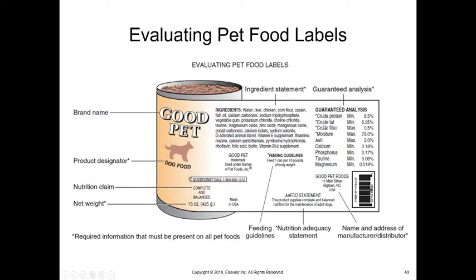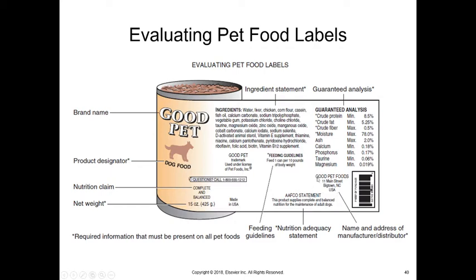Crude protein, crude fat, crude fiber. So protein, fat, and fiber, how much percentage, and it just gives you a minimum. You have a minimum of 8.5% protein. Here is your moisture, 78% moisture in a canned food. That's fairly normal. Ash, remember, contains some minerals and a little bit of bulking insoluble fiber. Calcium, phosphorus, taurine, and magnesium.